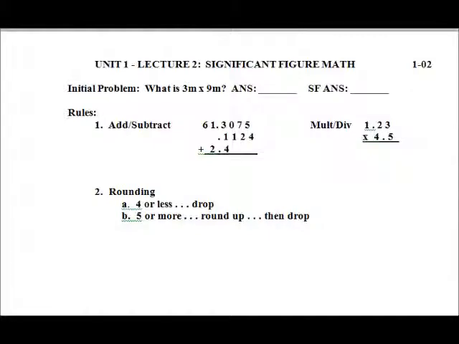For this lesson, we're going to focus on significant figure math. If we look at the problem 3 meters times 9 meters, you might say that the answer is 27 meters. However, when we're doing significant figure math, we need to pay attention to the number of significant figures that our initial numbers have. In this case, 3 and 9 each have one significant figure. Therefore, our answer has to have one significant figure. So we round 27 to 30.